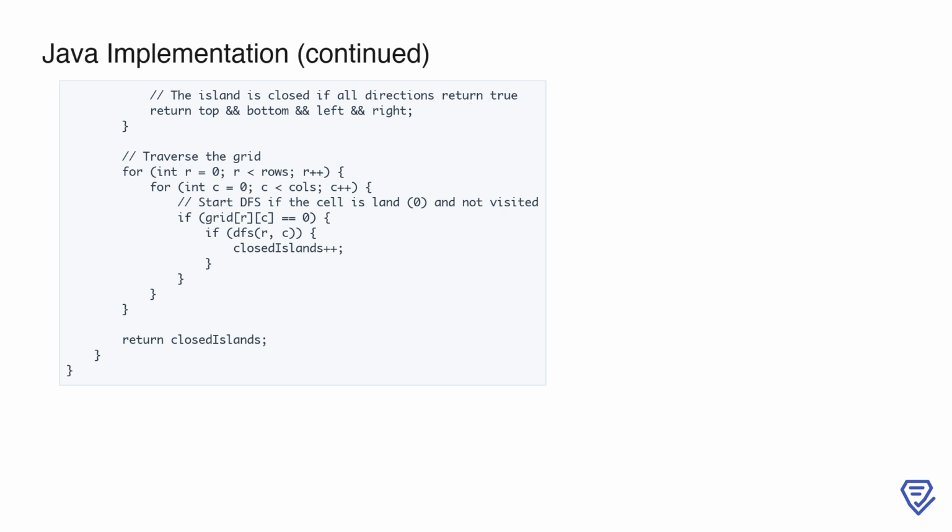With the helper method in place, we now traverse the entire grid using nested loops. For each cell, if the value is 0, which represents land that hasn't been visited, we initiate a DFS from that cell. If the DFS determines the island is closed, we increment the closedIslands counter. This ensures that every closed island is counted exactly once. Finally, after traversing the grid, we return the total count of closed islands. This implementation efficiently identifies and counts all closed islands using a combination of DFS and grid traversal.